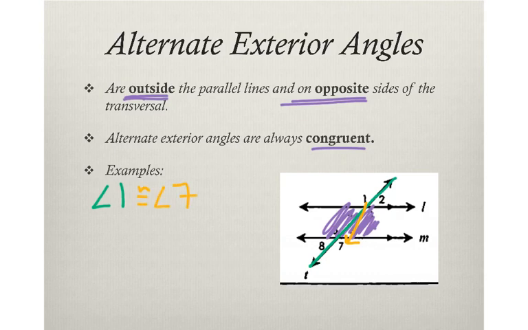Now, I didn't ask you guys this question earlier, but think about it. Why would angle 1 and angle 2 not be alternate exterior angles? Pause the video real fast and think about it. Why is angle 1 and angle 2 not considered alternate exterior angles?